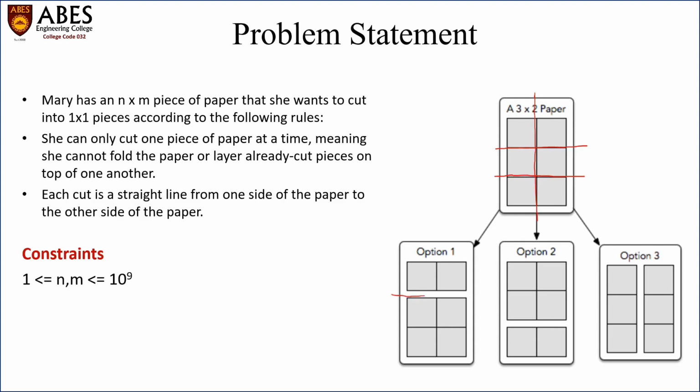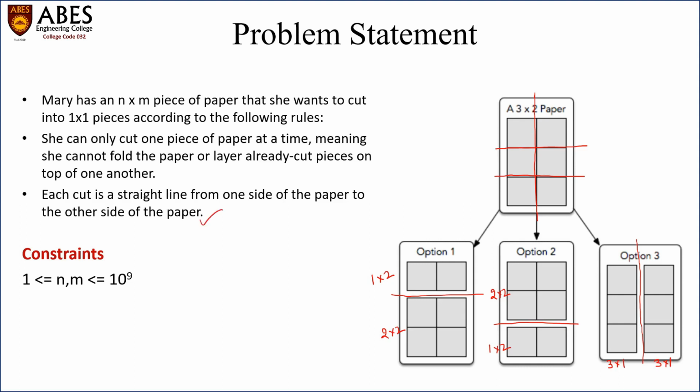If I am doing the cutting from here, my piece of paper, which earlier was 3 cross 2, has got divided into two pieces, one of size 1 cross 2 and the other of size 2 cross 2. Similarly, if I do the cutting from here, my paper is divided into one of size 2 cross 2 and the other of size 1 cross 2. Similarly, if I cut from here, it is divided into two pieces of size 3 cross 1. So this is the second rule.